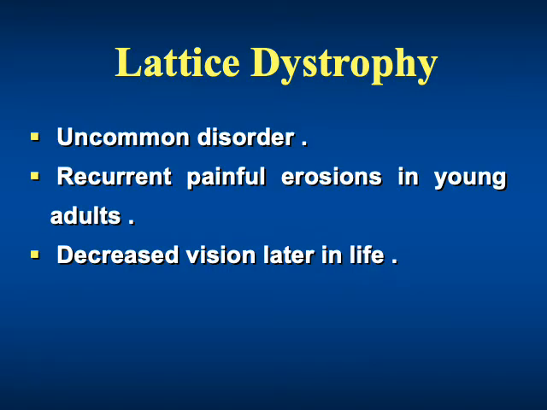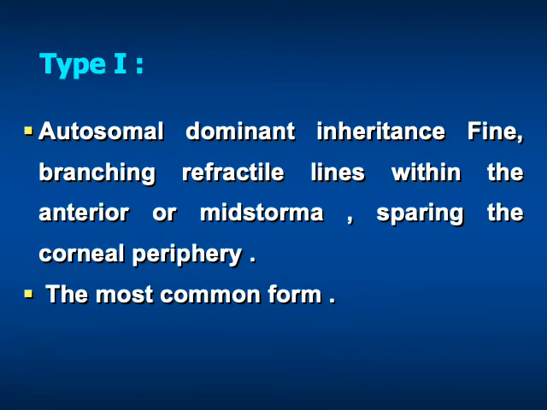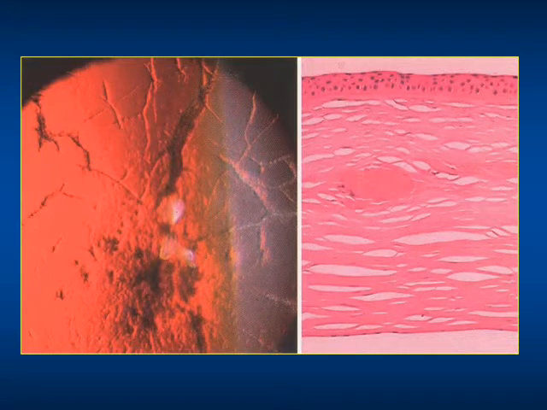As for lattice dystrophy, it is an uncommon disorder, with recurrent painful erosion in the young adult and decreased vision later in life. There are two types of the disease: autosomal dominant inheritance, which is type 1, with branching refractile lines within the anterior or mid stroma, sparing the corneal periphery. It is the most common type, as you can see here. Can you see it?